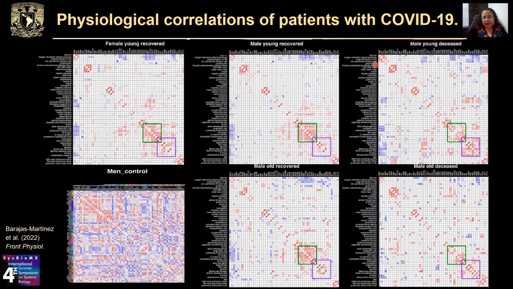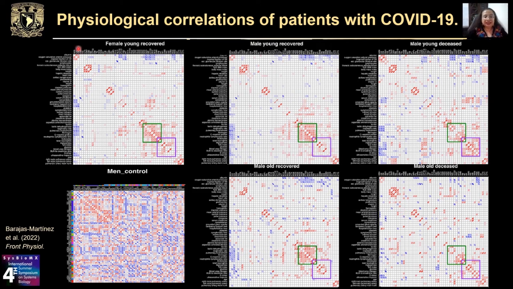There is also a strong difference on the network. As you see, this is the physiological correlation matrix of control men, of young men that have no disease. And as you remember, there are connections in all the system, and these connections are broken in COVID. What COVID does is destroy those connections between different systems, between different variables. There is no way to go from one variable to the other, so you lose homeostasis because you lose the way to correlate the system, to control one system through other variables.